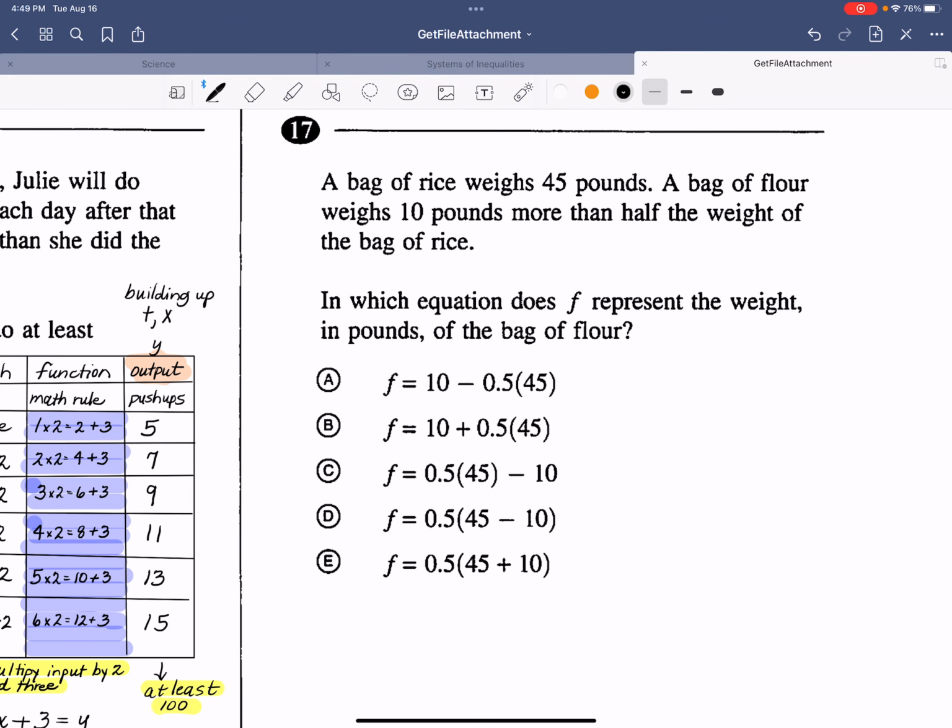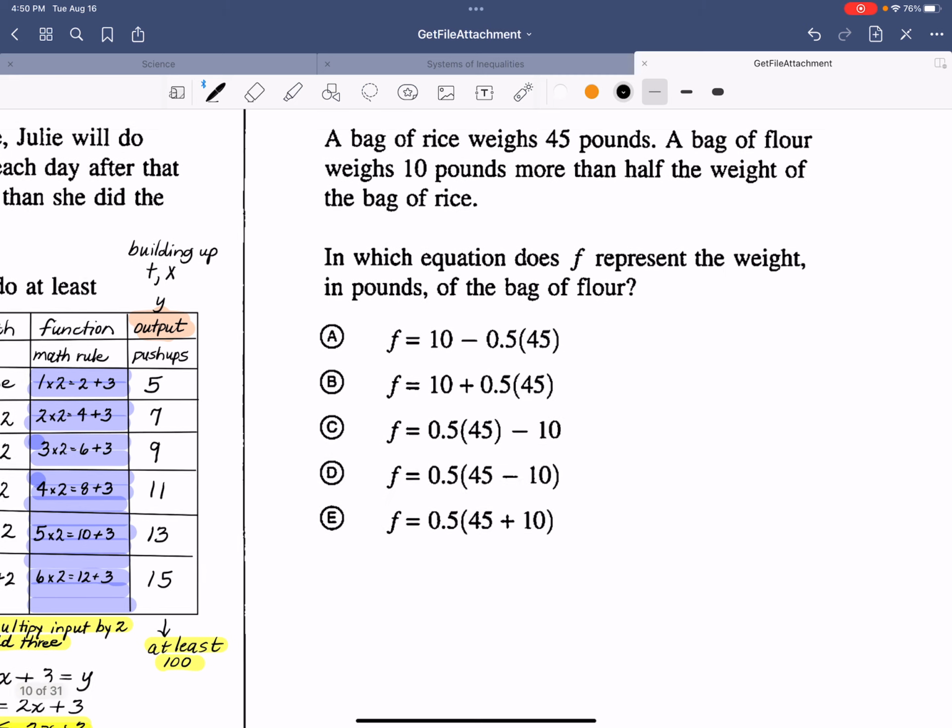Number 17 is a brain bender. It's one of those problems that just makes your head hurt to even read it. But we can do it. A bag of rice weighs 45 pounds. A bag of flour weighs 10 pounds more than half the weight of the bag of rice. In which equation does F represent the weight in pounds of the bag of flour?